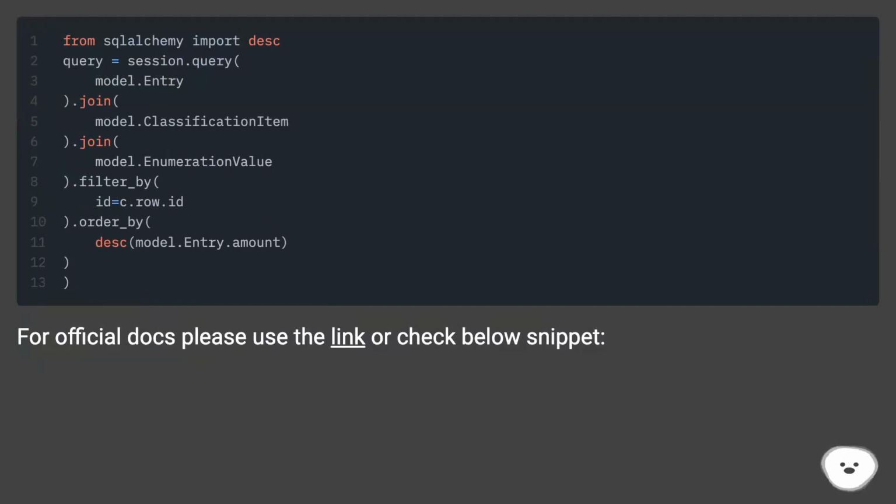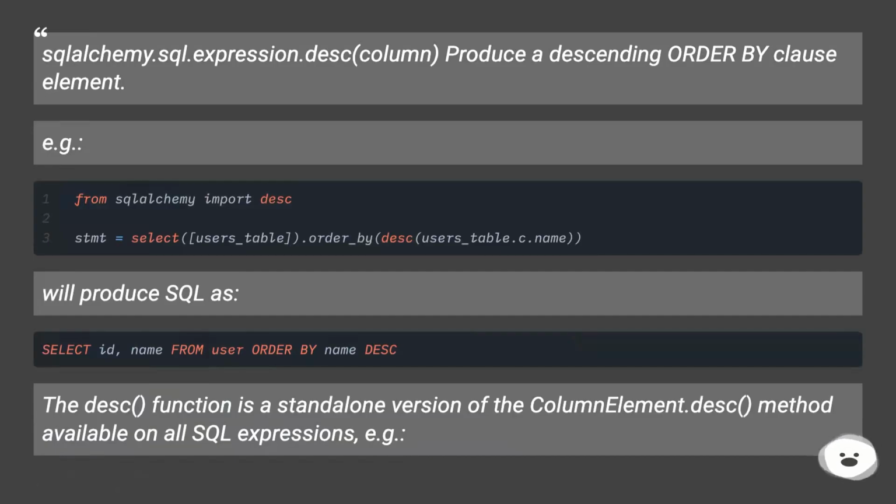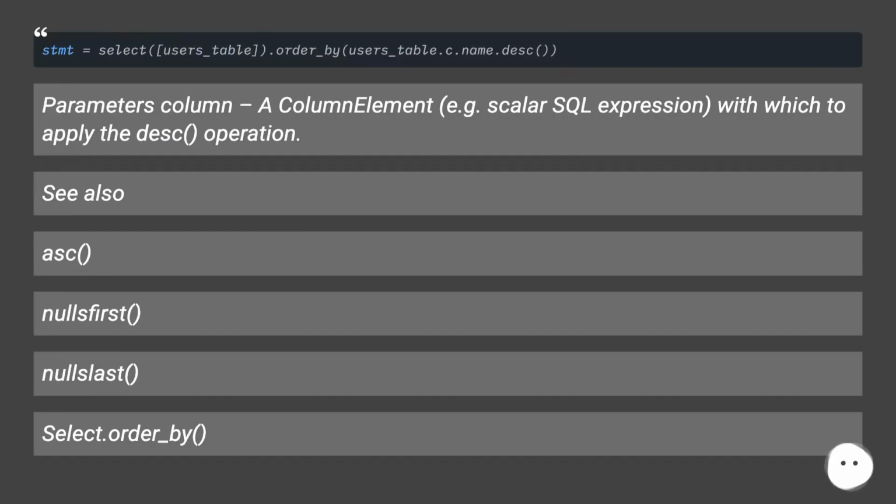For official docs, please use the link or check the snippet below. sqlalchemy.sql.expression.desc(column) produces a descending order by clause element. For example, this will produce SQL as follows. The DESC function is a standalone version of the ColumnElement.desc method available on all SQL expressions, for example. Parameters: column, a ColumnElement, for example a scalar SQL expression, with which to apply the DESC operation. See also nulls_first, nulls_last, select.order_by.